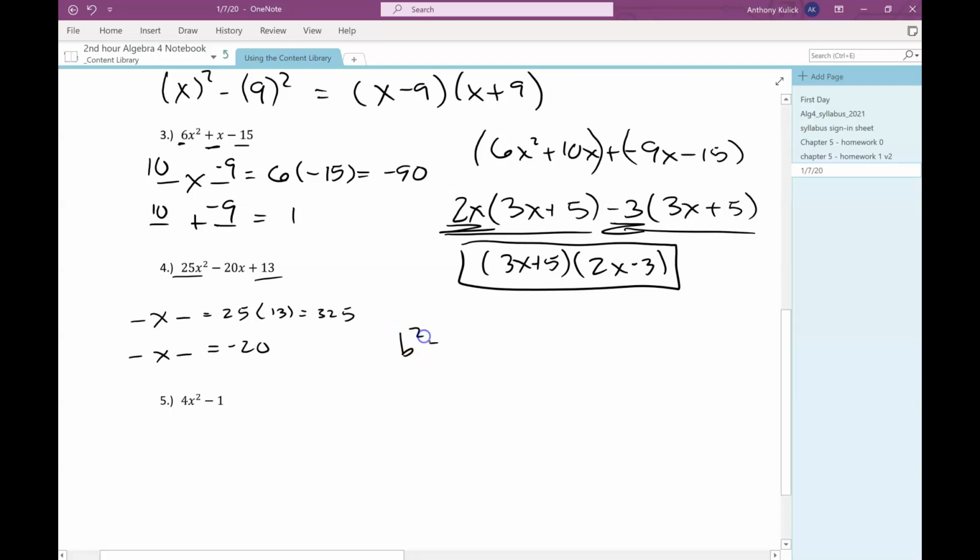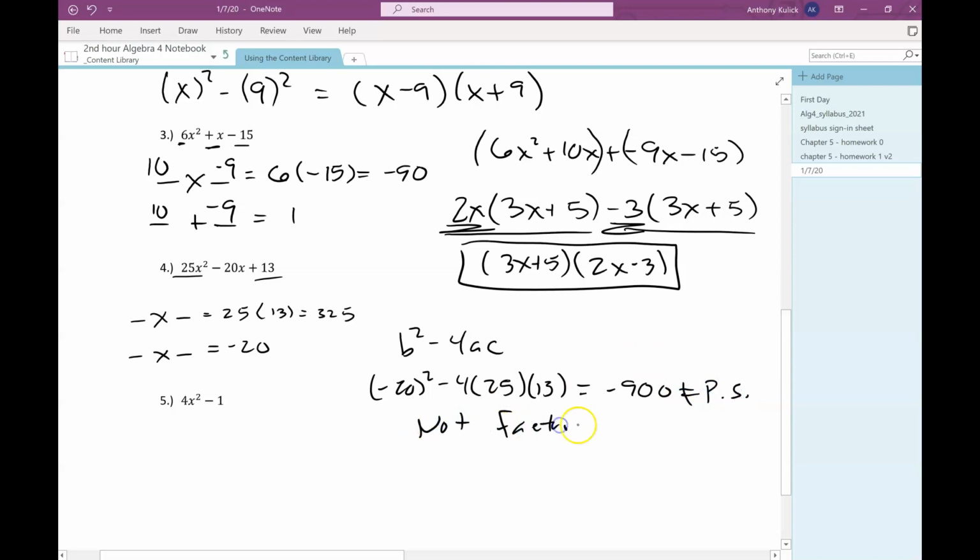Let's check it by doing the b squared minus 4ac piece. That comes out to be -900, which is not a perfect square. So this is not factorable. You could have also done that by running through all the factors of 325 and checking to see that none of them added to give you negative 20, but that's a little bit time consuming.